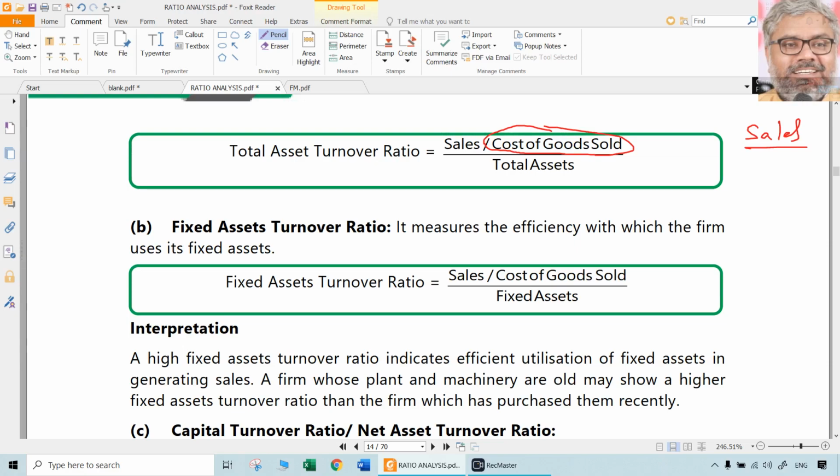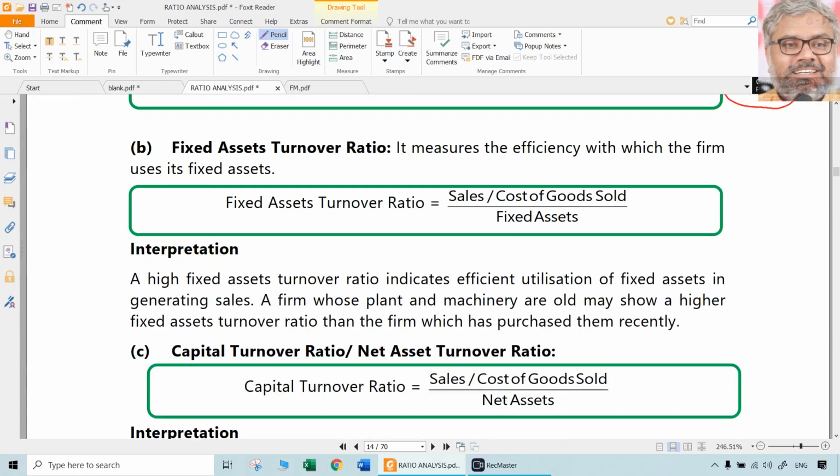So sales divided by something is a turnover ratio. So sales divided by what? What is the nature of the ratio? What is the name of the ratio? If it is a total asset turnover ratio, sales divided by total assets, that's all. That is the formula, simple to remember. Sales divided by total assets. Then fixed assets turnover ratio, same logic. Sales numerator guaranteed the same, divided by fixed assets, because the name of the ratio is fixed assets turnover ratio.